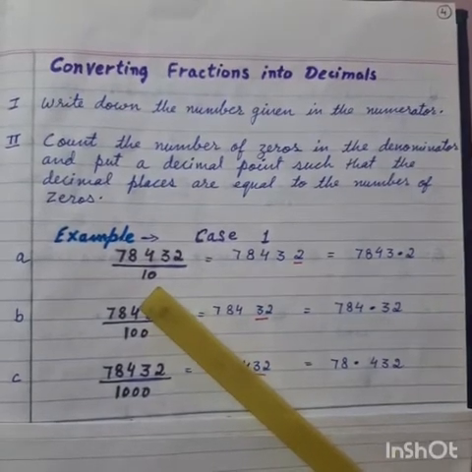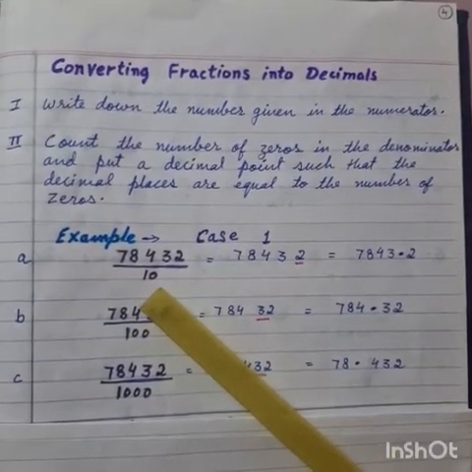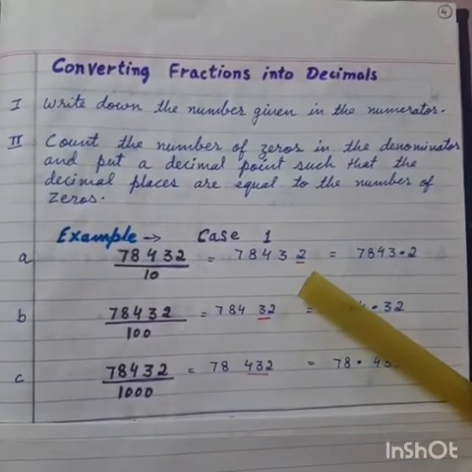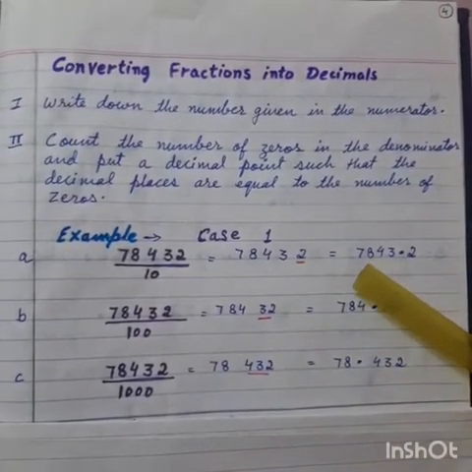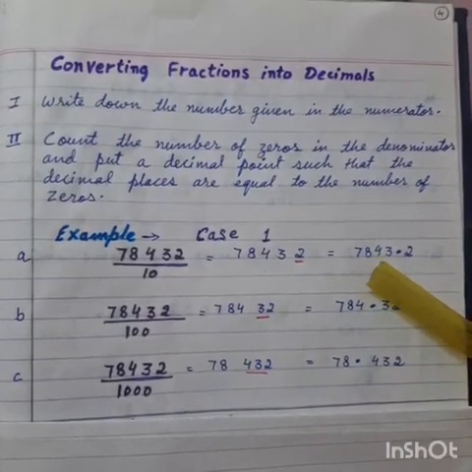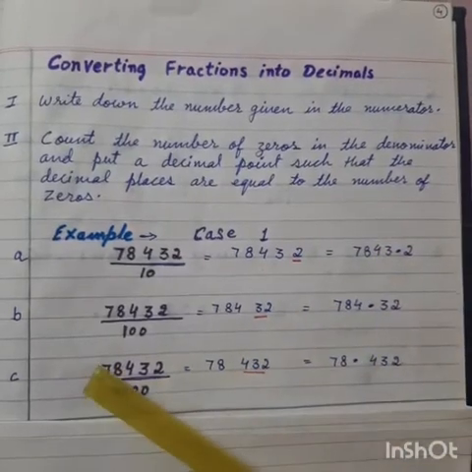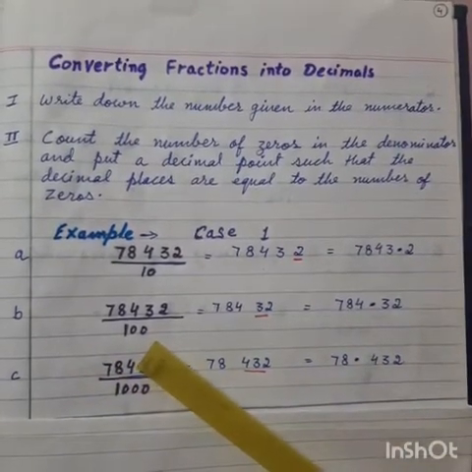10 has only one zero. That means we will place the decimal after one digit. That is the ones digit. That is 2. So we get the answer as 7843.2. Now in the second case we have denominator 100.